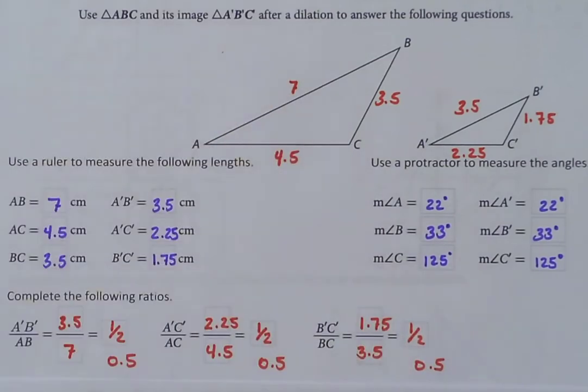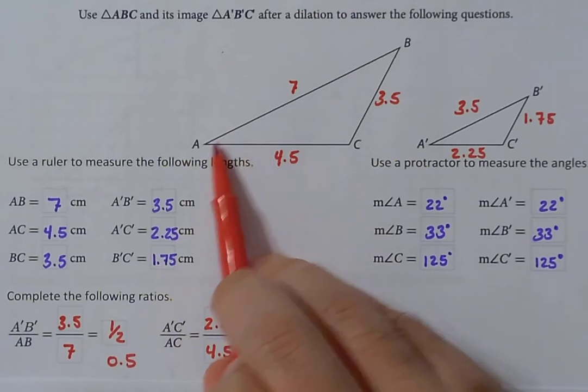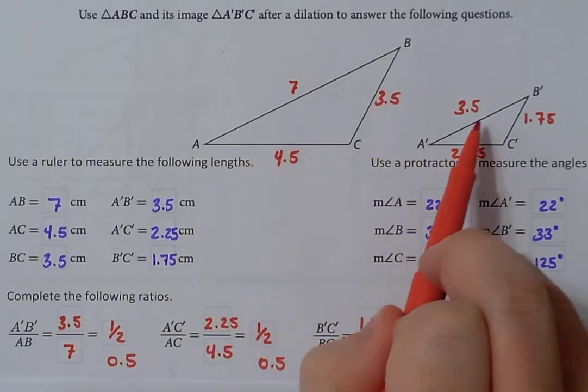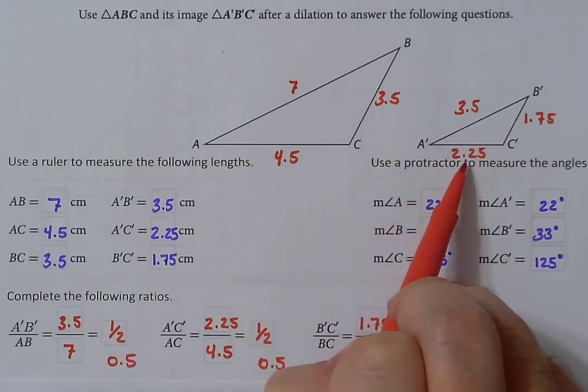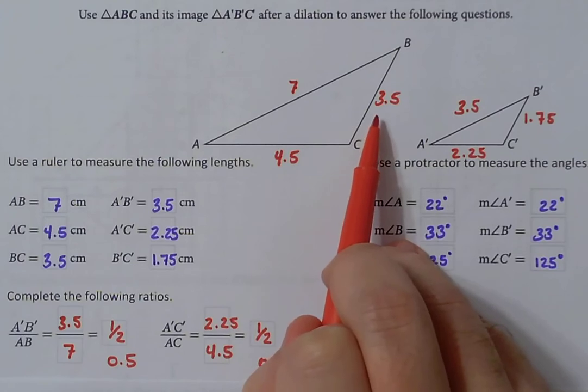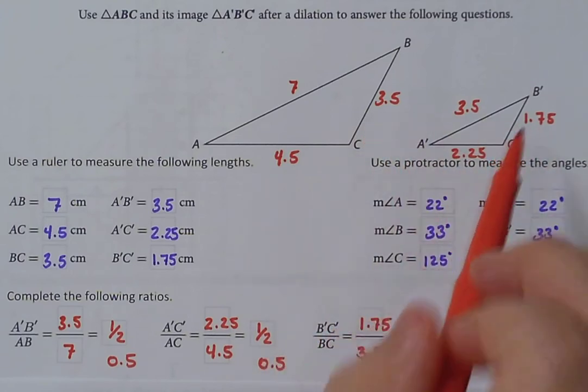So, what do we notice about the side lengths? Whenever you dilate a shape, if it has been dilated correctly, angle measures will stay the same, and we're also going to notice that there's a scale factor where it's the same ratio from the original to the prime or from the prime to the original. Meaning that AB was reduced in half to get 3.5. AC was reduced in half to get 2.25, and BC was reduced in half to get 1.75.